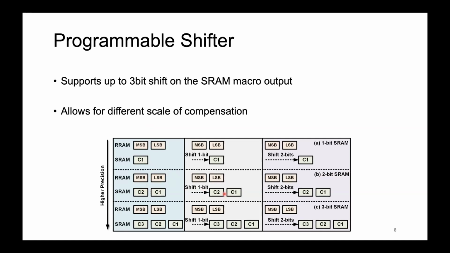In the case of a 1 shift, we just compensate for the LSB, not the MSB, but we increase the dynamic range by introducing an extra bit. In the case of a 2-bit shift, we actually do not compensate for any of the bits individually, but we have increased dynamic range due to the 2 bits of the SRAM. A similar case is seen in the case of a 1-bit SRAM and a 3-bit RRAM.